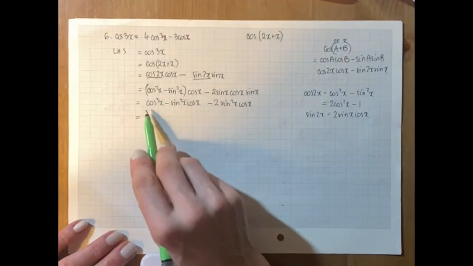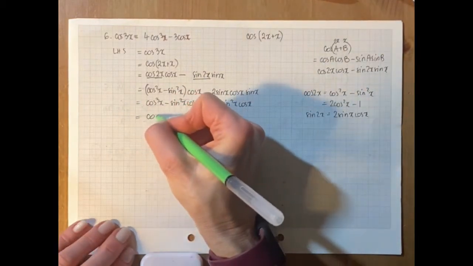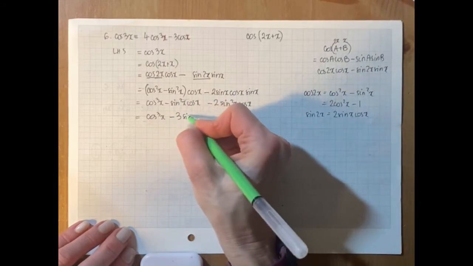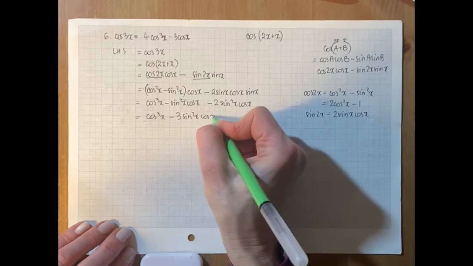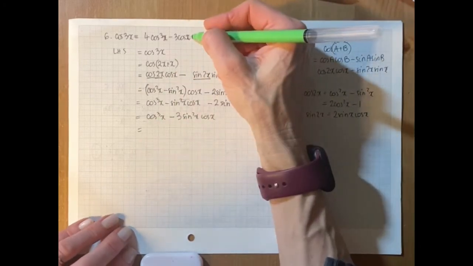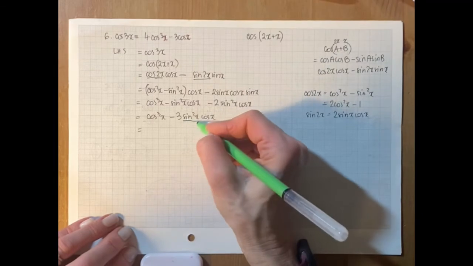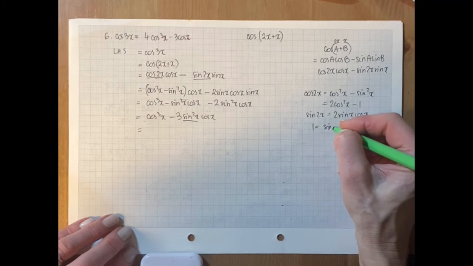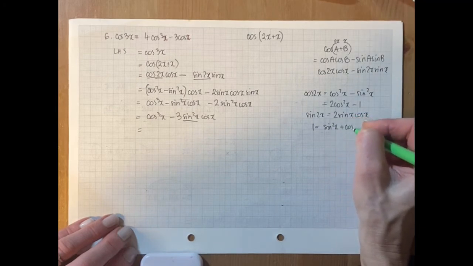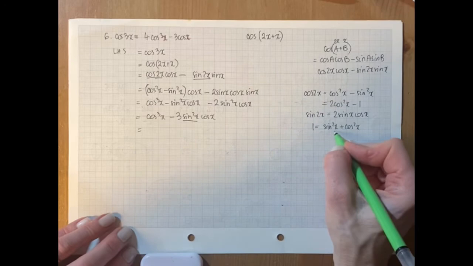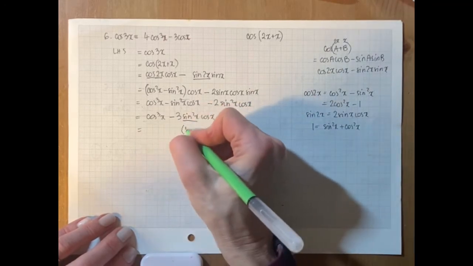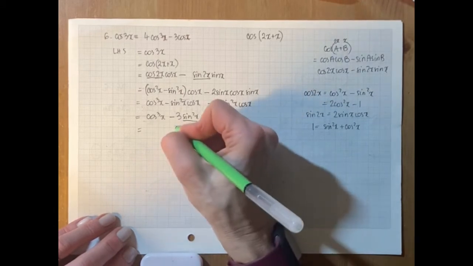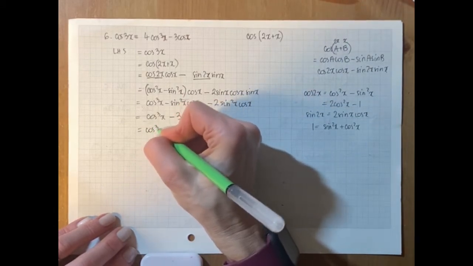So what have I got? I've got cos cubed x, and I've got minus 3 sine squared x cos x. Have a glance at what you want. You want to have cosines only. You don't want that sine squared. So you know that 1 is equal to sine squared x plus cos squared x. So the easy replacement for sine squared is 1 minus cos squared x. So you've got this expression instead.